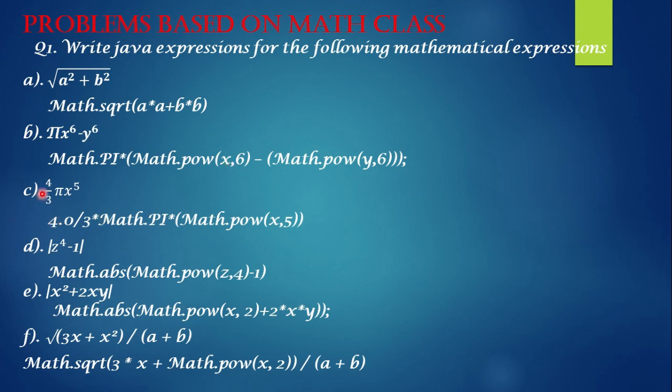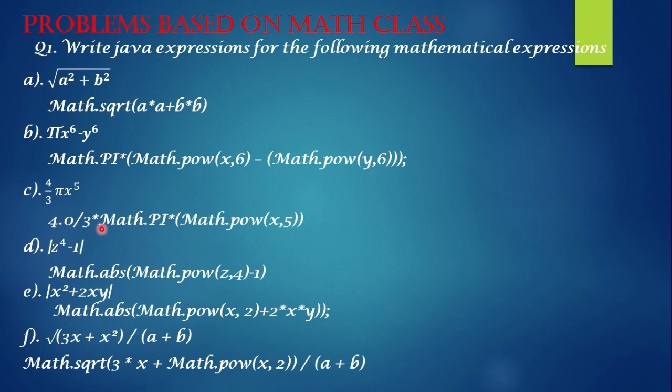Next is 3 by 4 pi x raised to the power 5. See, you have to write here 3 by 4. When you write 3 by 4 without the 0 over here, then integer division will be taking place. So we need actually double type of division. That's why 4.0 must be written. Very important. 4.0 from your side you need to add. Then only double type division will be taking place.